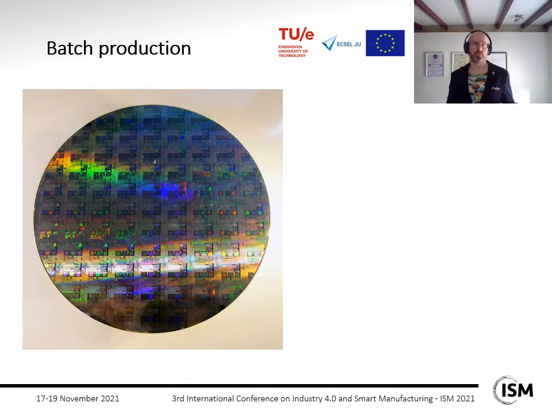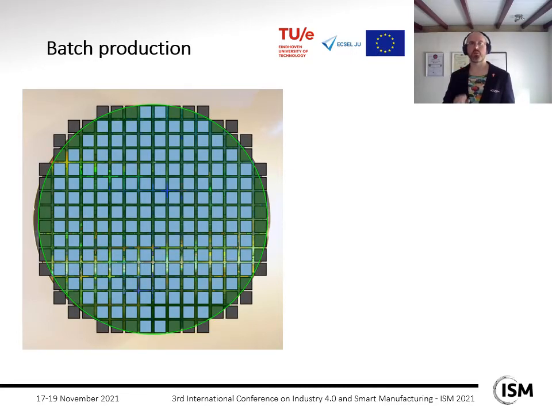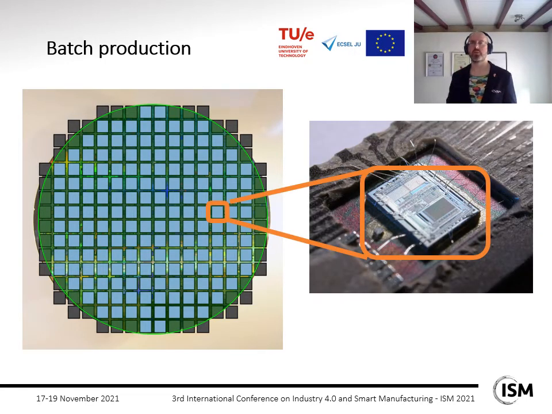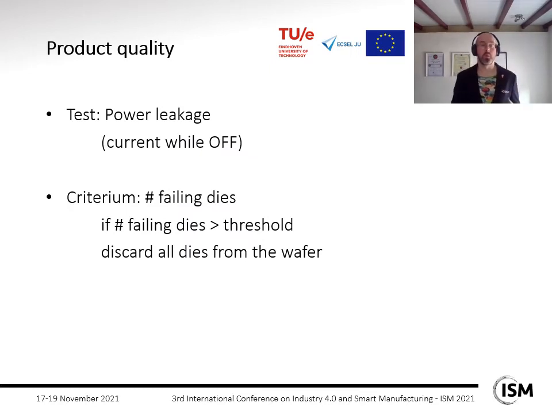The integrated circuits are made on these discs called wafers. And once the 22 layers are finished, these wafers are cut into little pieces, which are called dies. And these dies then form the heart of the computer chips. But before these dies are processed further, each die undergoes several electrical tests to evaluate whether they perform properly. And one of the most important tests is that of power leakage.